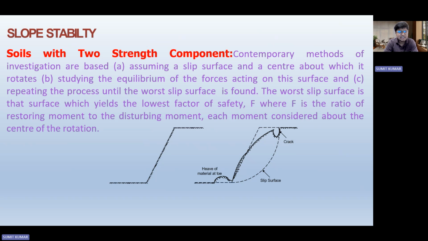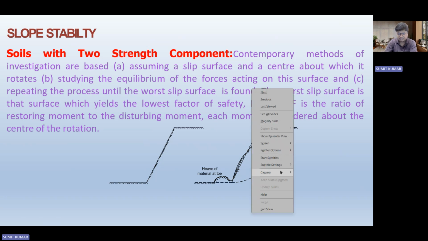So first of all, it has been said that soil with the strength components. So over there, let's see what the discussion is about. Then we will discuss the things separately. First of all, it is mentioned that the contemporary methods of investigation are based on assuming a slip surface and a center about which it rotates. Okay, so if the slope is there, if you are able to see it in the slide itself, let me take the laser pointer so that it could be visible.